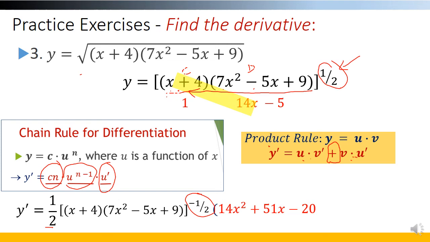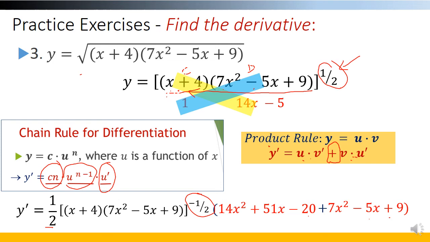Okay? So, nakakaisa na tayo. And then, the second product will be this. Okay? So, lagay po natin siya doon. Si 7x squared minus 5x plus 9. Okay? Notice that I already performed multiplication with the 14x minus 5 and the x plus 4. So, it's right here. Okay?